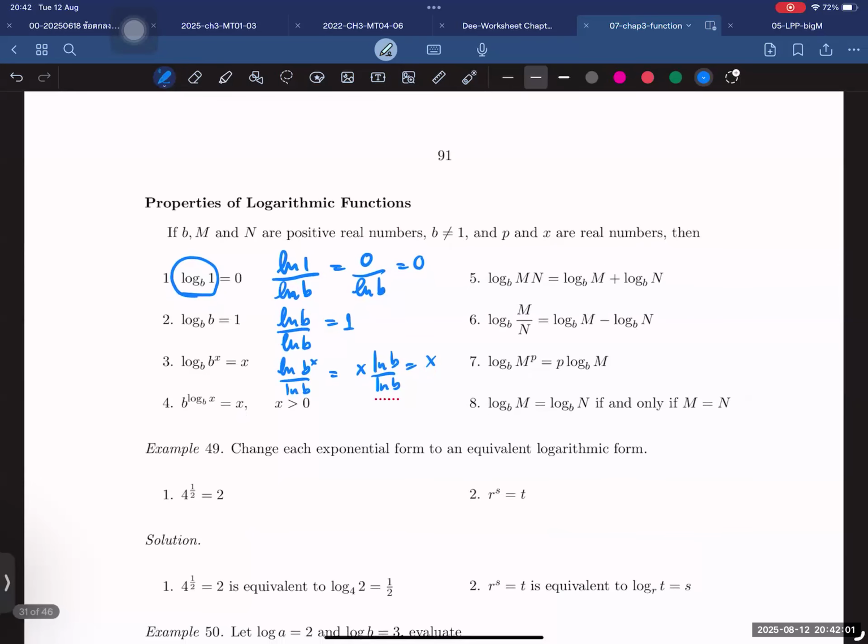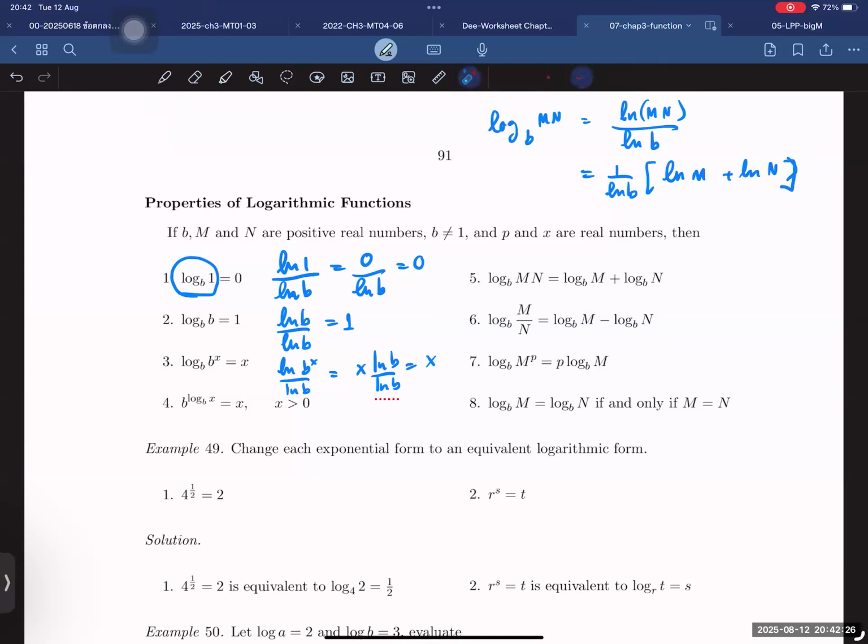All right. For number 5, the log of mn base b is the log of mn divided by the log of b. So this is 1 over log of b times (log of m plus log of n). And if we distribute this term to each one of them, we can transform to this one.